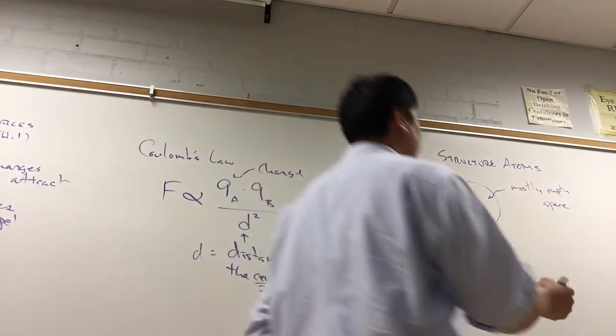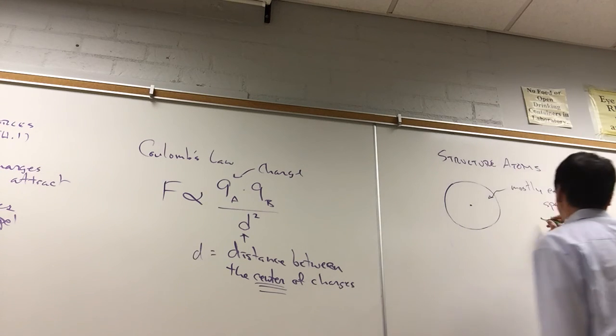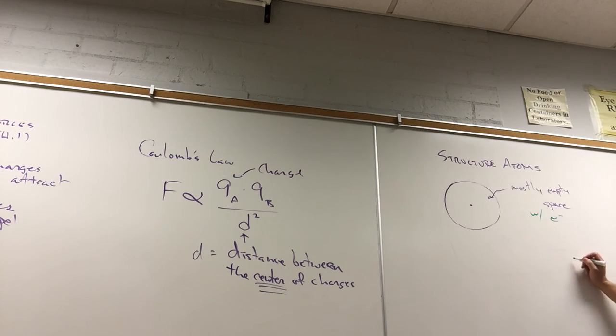I'm going to stop soon so we can go on break. Electrons are here. Mostly empty space with electrons. How were the electrons discovered again? Millikan? Did Millikan discover the electrons? True or false? Thomson. Yeah. And so the electrons, this is from Thomson.